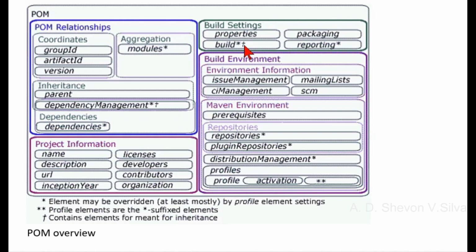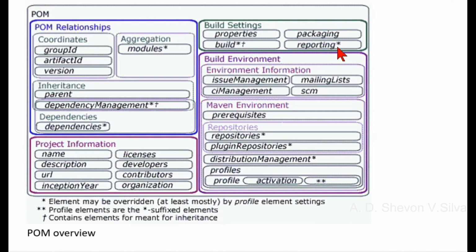Reporting contains the elements that correspond especially for the site generation phase. Certain Maven plugins generate reports defined and configured under the report element. For example, generating Javadoc reports.